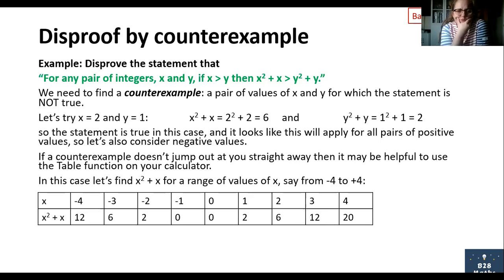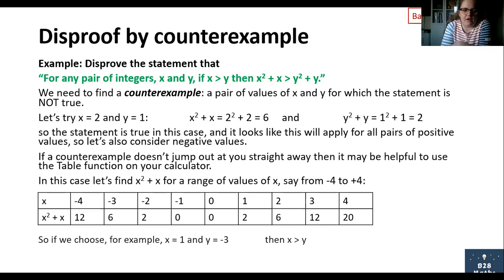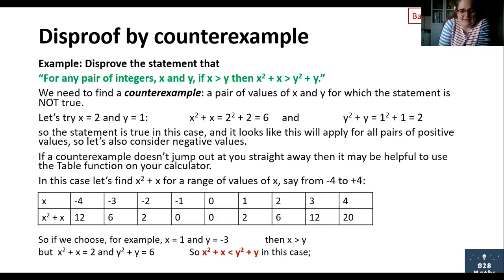So for example, now we've got, if x equals -4, we've got 12, x equals -3, 6, x equals -2, 2, x equals -1, 0, x equals 0, 0. So we've got the whole values here. So if we choose, for example, x equals 1, and we choose y to equal 3, then x is greater than y.